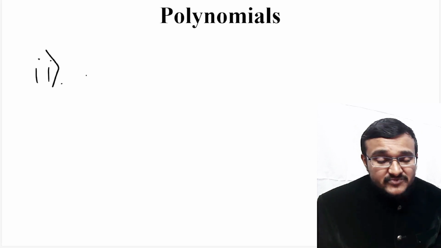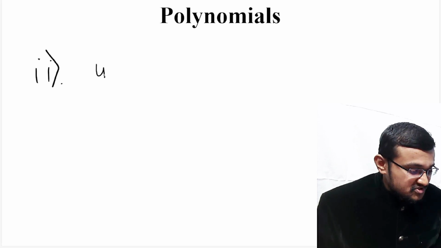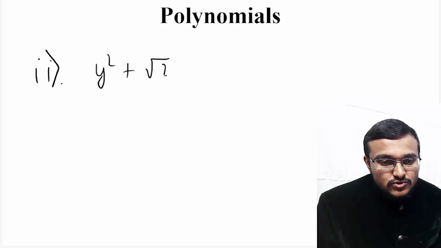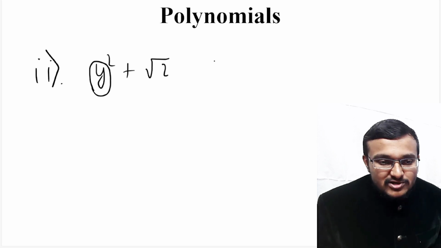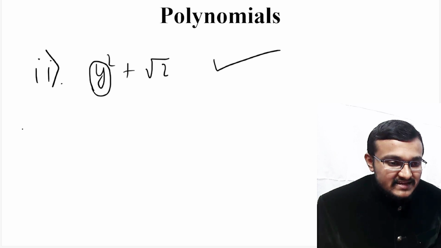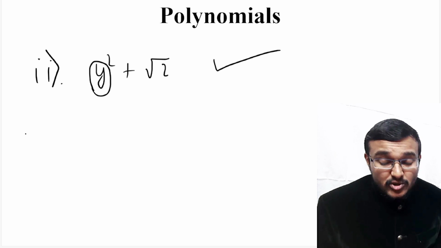Now coming to the second expression in this first question, here you have y square plus root 2. Here also you can see only one variable is there in this polynomial. So this is also a polynomial in one variable.